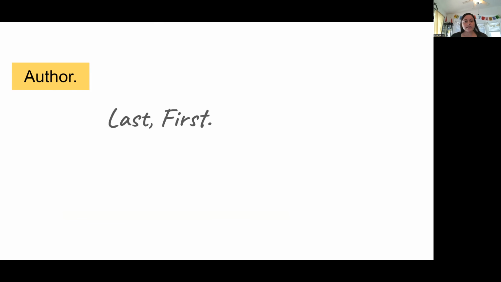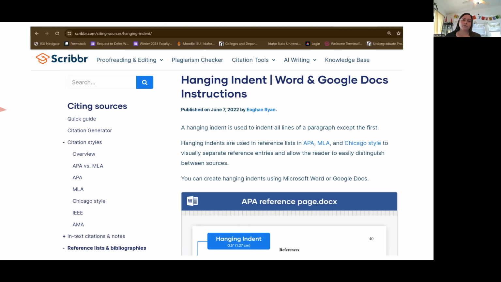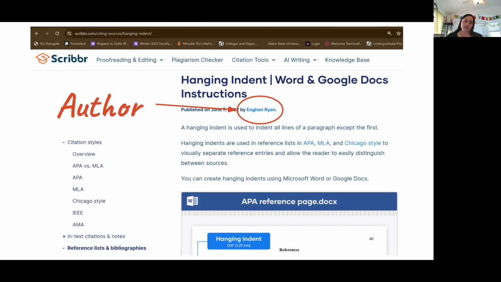If you only have one author, you cite it like this: last name, comma, first name, period. Just like that, and it would look something like that. If you are using a source like an internet source, you can usually find the author's name right underneath the title of the article. You may have to scroll down to the end, and often they also include the author's biography or other information about the author.